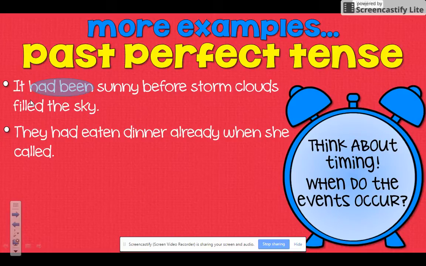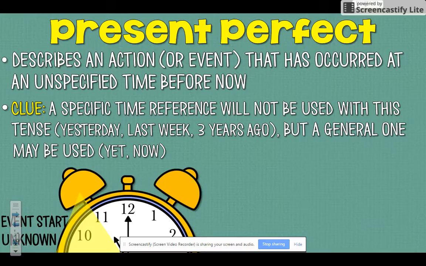They had eaten dinner already when she called. Okay, again, we're looking for our keyword, which is had, so had eaten. Notice how had eaten dinner happened way in the past, and then she called. That actually happened in the past too, but it happened after this.